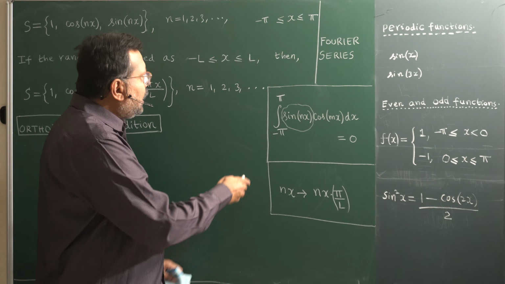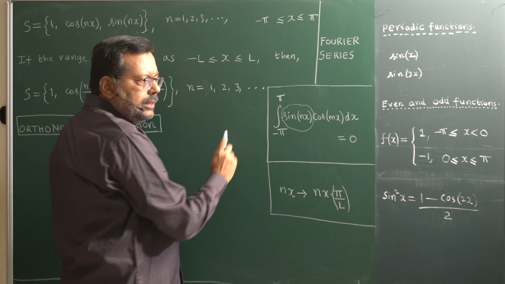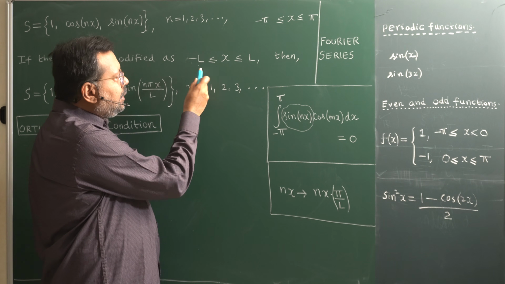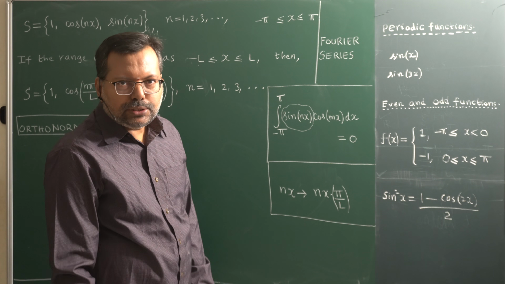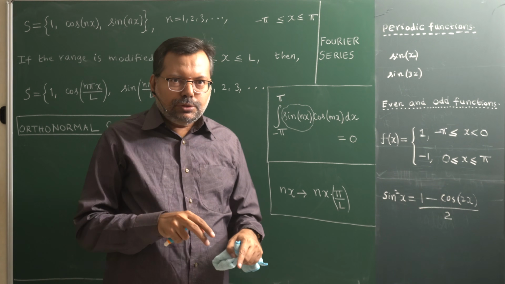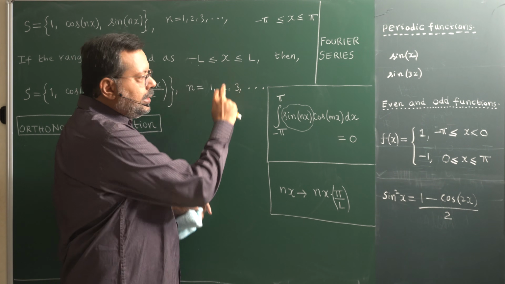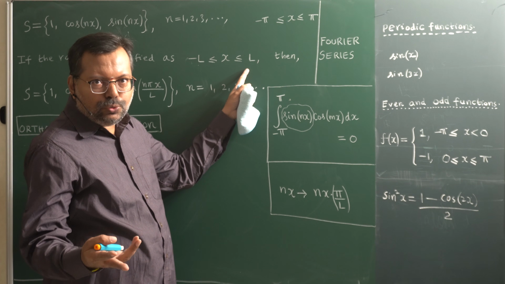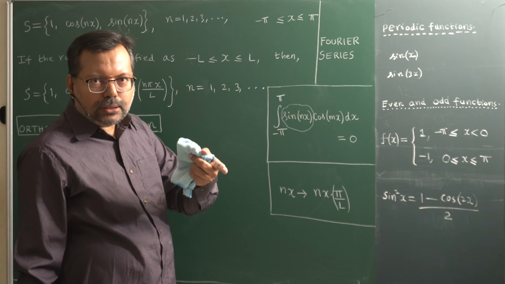In general, I am not interested in fixing minus pi here, but rather I would like to make a generalization where, rather than pi, it can be anything, L. So minus L to plus L will be the range, which means the period will be 2L. Period equals minus L to plus L, which is nothing but 2L. This is the generalization.